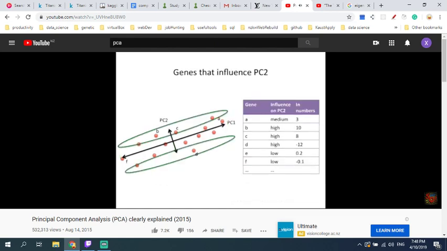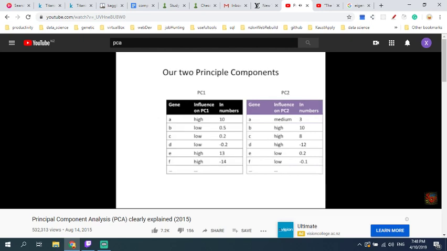Similarly, we could also rank genes and how they influence principal component number 2. Now we have 2 tables of genes and the influence they have on the principal components. One is for principal component 1, and the other table is for principal component number 2.